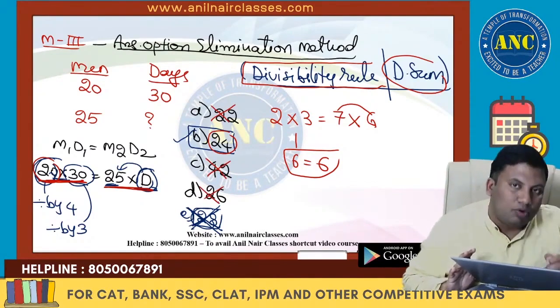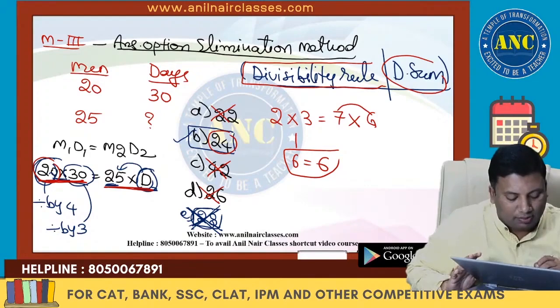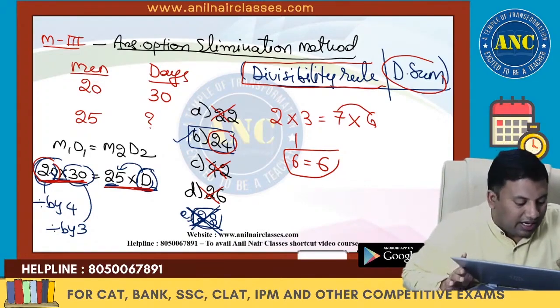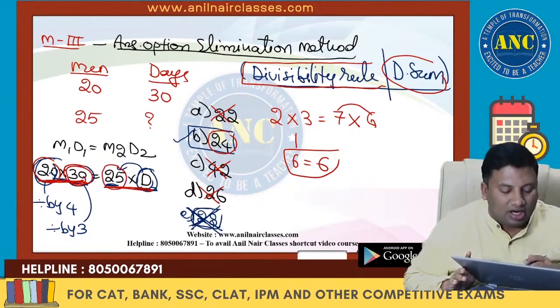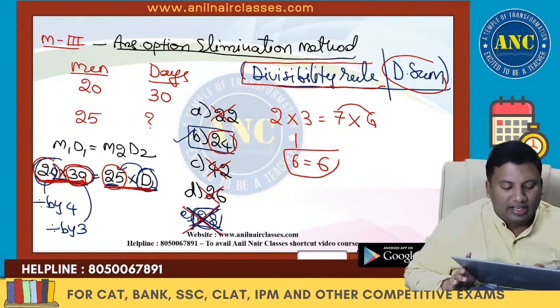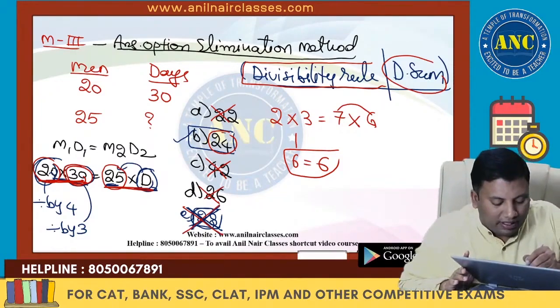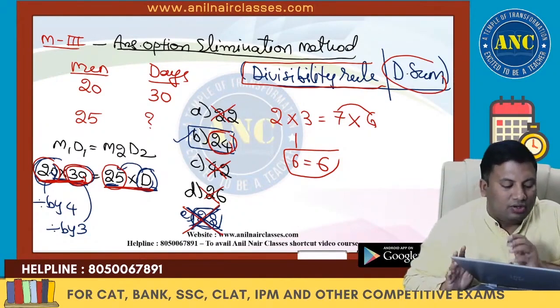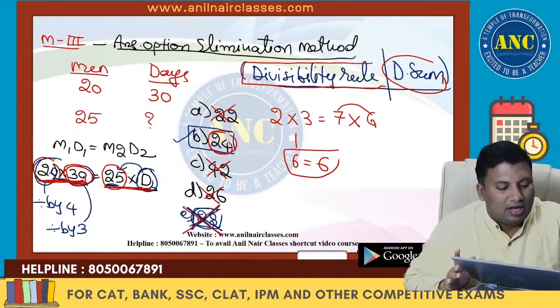What if there is more than one answer option which is divisible by 4? 24, 28. 30 is divisible by 3, 25 is not divisible by 3. 28 is not divisible by 3, but it should be divisible by 3. Or you can use the concept of digital sum.